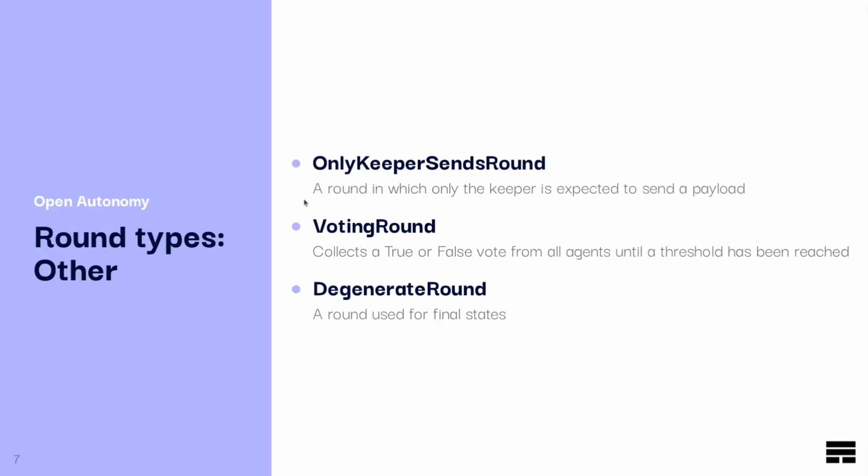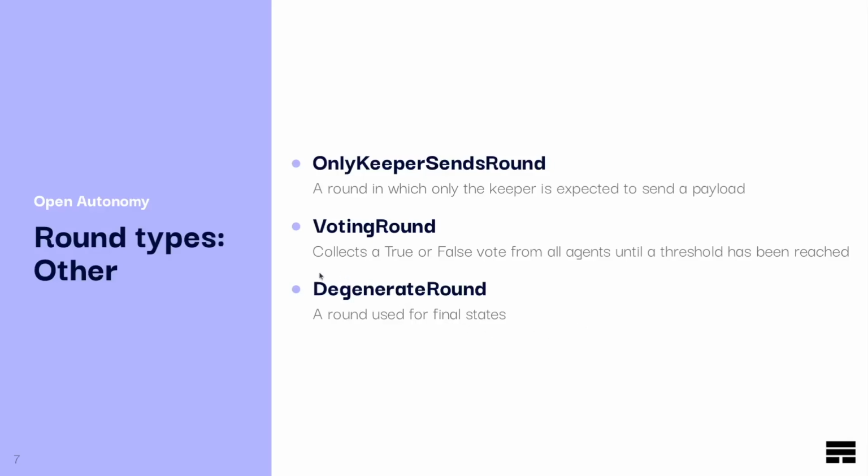So the next round that we have is the voting round, which collects true or false votes from all agents until a threshold has been reached. And the idea of this round, you can think of as a branching or a conditional state in the finite state machine, meaning that if the agents evaluate that some condition is true, it will branch on one side of the finite state machine. If the agents determine that this condition is false, it will branch to another path in this FSM app.